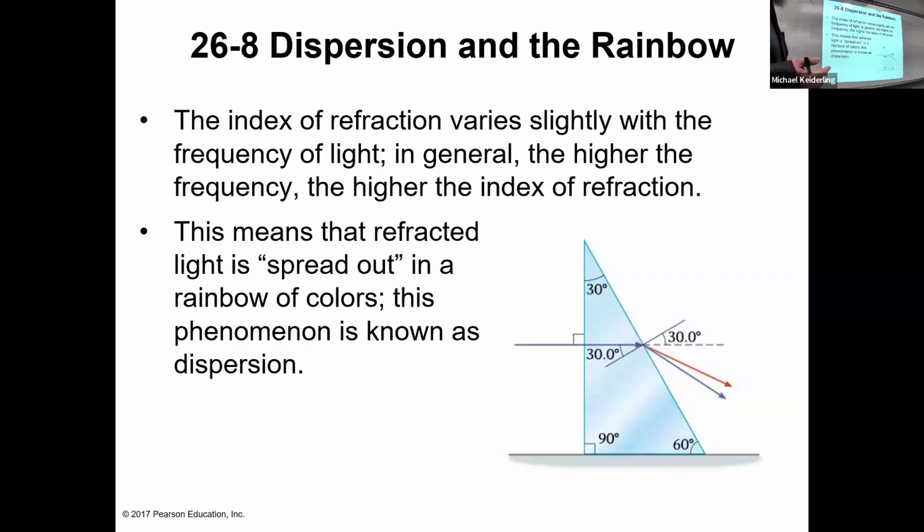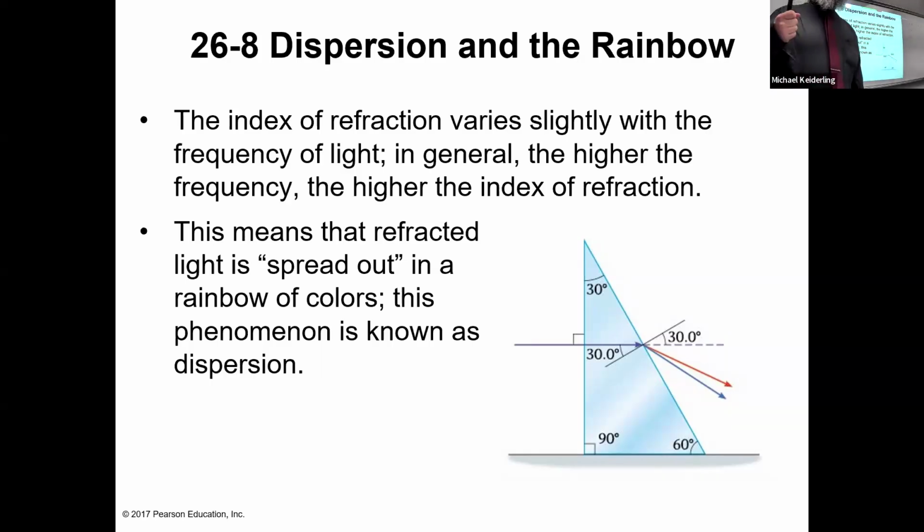And then we have dispersion and the rainbow. So it turns out the index of refraction will vary slightly with the frequency of light. In general, the higher the frequency, the higher the index of refraction. Not always the case, but that's the general case. The actual thing depends on the material. This means that refracted light gets spread out in a rainbow of colors. This phenomenon is known as dispersion.